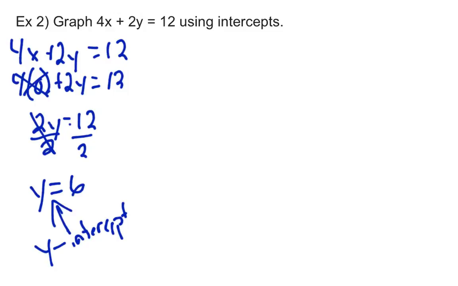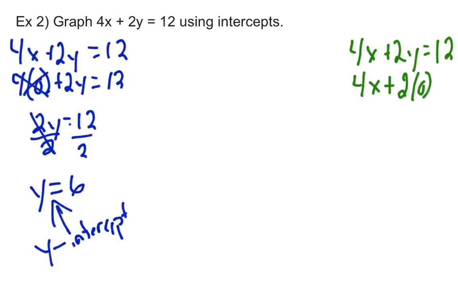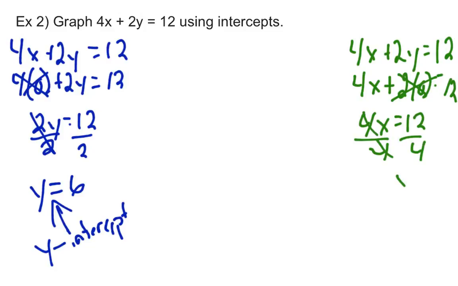Okay? Now I have to do this again. 4x plus 2y equals 12. But since I put 0 in place of x before, this time the 0 goes in place of y. 4x plus 2 times 0 equals 12. This 2 times 0 goes away, giving me 4x equals 12. We're going to divide by 4 to give me x equals 3. That's my x-intercept. It's going to cross the x-axis at 3.